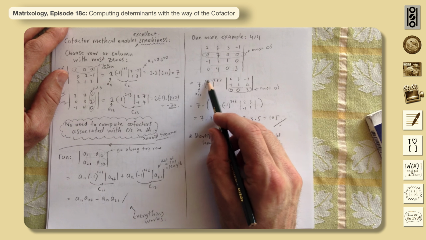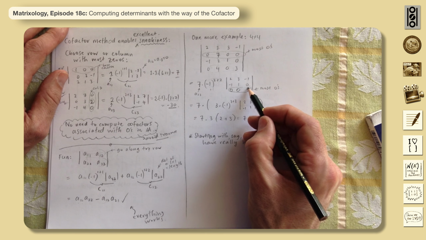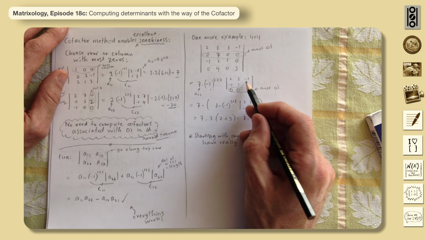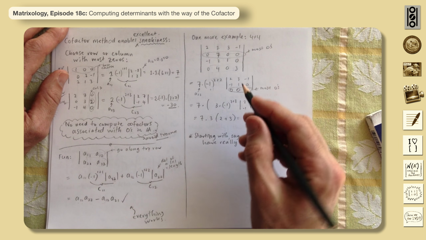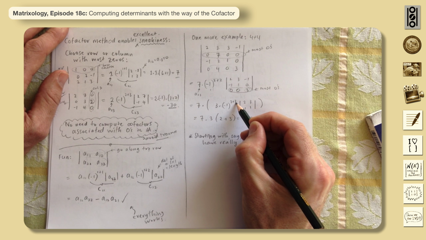This is just +1, so we'll just let that go. 7 is at the front. So it's going to be 3 times the cofactor associated with this point. Now we're in this 3 by 3. We've forgotten about our 4 by 4, right? So all references are now to this matrix. It's a 3 by 3. It's in the third row, third column.